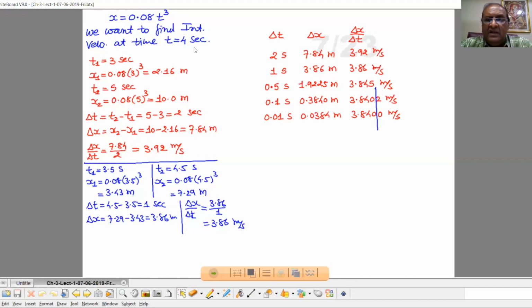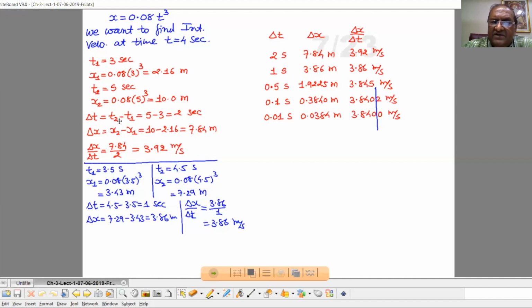See how. Suppose first we take the time interval of 2 seconds by keeping 4 seconds at the center. So we take time t1 3 seconds and time t2 5 seconds. So 5 minus 3, the interval is 2 seconds, and 4 is at the center of 3 and 5. Now in this equation, if we substitute t equal to 3, then we will get the first position at time t1, that is 2.16 meter. Then in the same equation, if we substitute t equal to 5 seconds, we will get the second position and that will come to 10 meter.